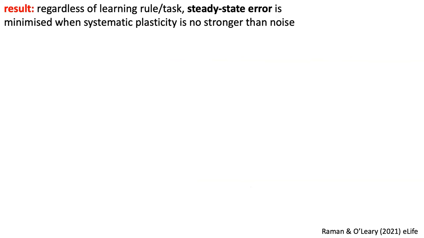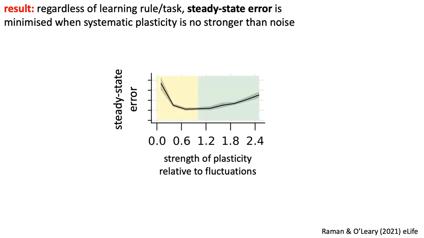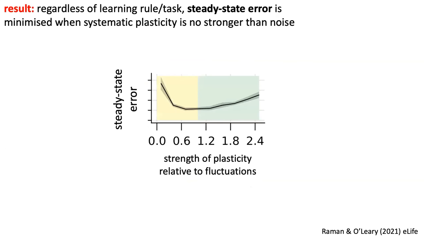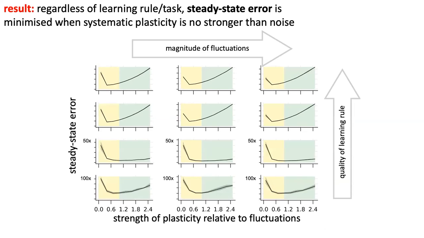Okay. So here's the numerical result. This is the steady state error as a function of the strength of the plasticity relative to the fluctuations. I'm just taking the magnitude of this relative to the magnitude of this, plotting that on the x-axis. And what you see is when these things are roughly equal, which is where the yellow and green regions meet, the steady state error is approximately minimal. If the systematic component gets stronger, the error starts to creep up. If the random component gets stronger, the error starts to creep up. So this seems to agree in spirit with what we saw in the data.